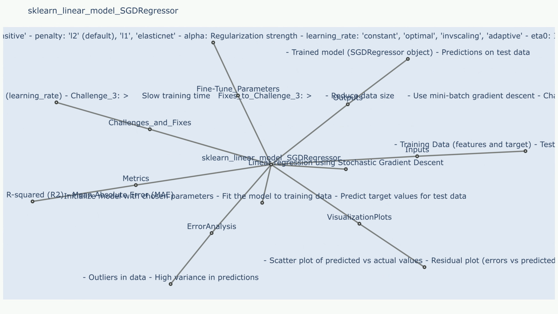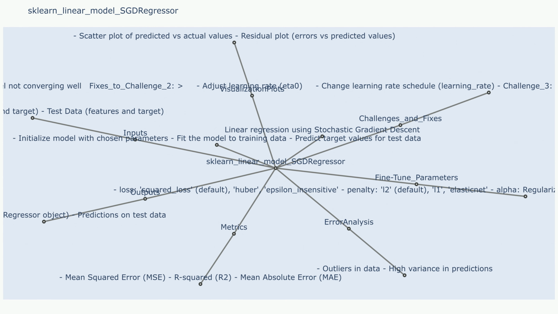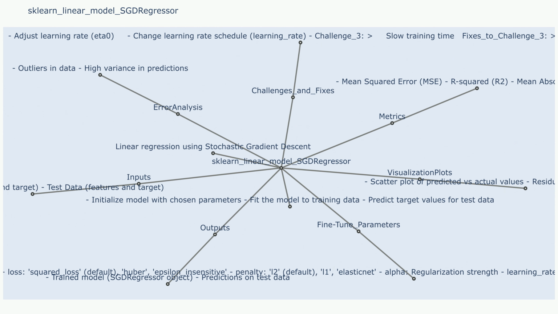Challenge 2. Overfitting. The model may overfit to the training data, resulting in poor performance on unseen data. Sample use case: training an SGD regressor on a dataset with a high number of features and a small number of data points. Fixes. Increase the regularization strength, alpha. Use a different regularization technique, e.g. L1 regularization. Use early stopping to prevent the model from overfitting. Consider using feature selection techniques to reduce the number of features.